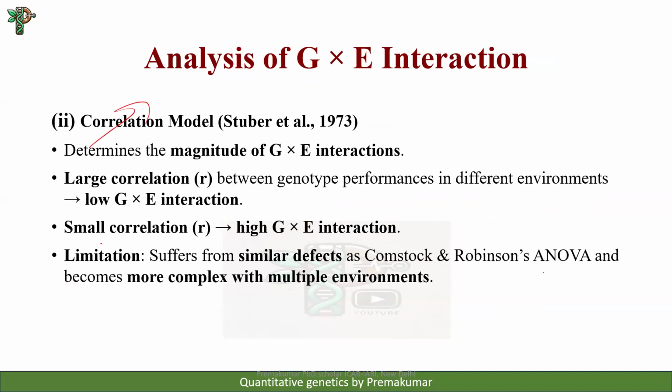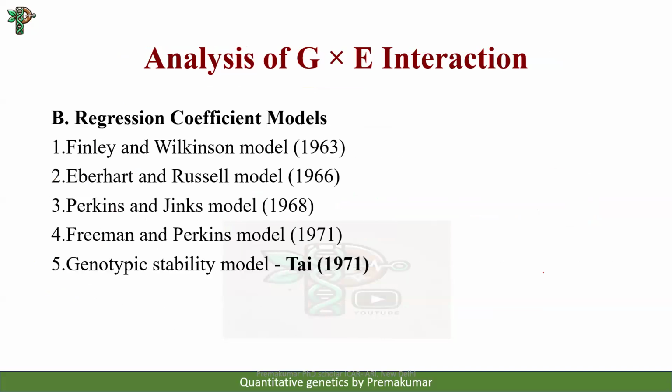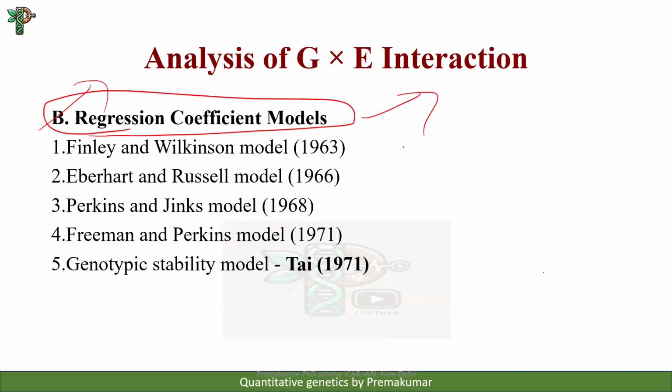Or we can use correlation models. If there is a larger correlation between G and GE, then it shows high GE interaction. Based on that, we can study it. Another one is called regression coefficient models. It is very, very important. Even now, many are using regression-based models.